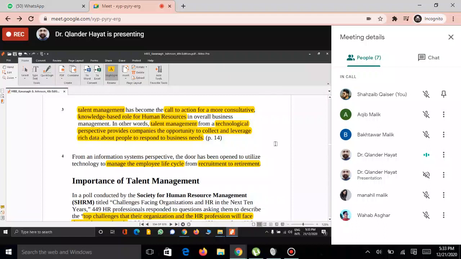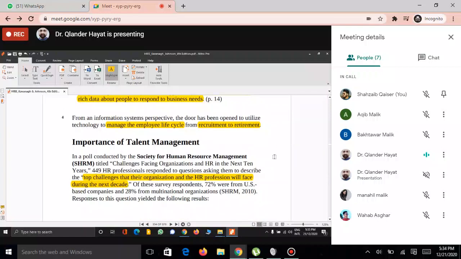And the fourth perspective in understanding talent management is the information system perspective. From this perspective, talent management is the door which has been opened to utilize technology to manage the employee life cycle. This life cycle simply runs from recruitment to retirement. Okay, these are certain definitions, and from here we can say that talent management is simply the management of the employee life cycle.